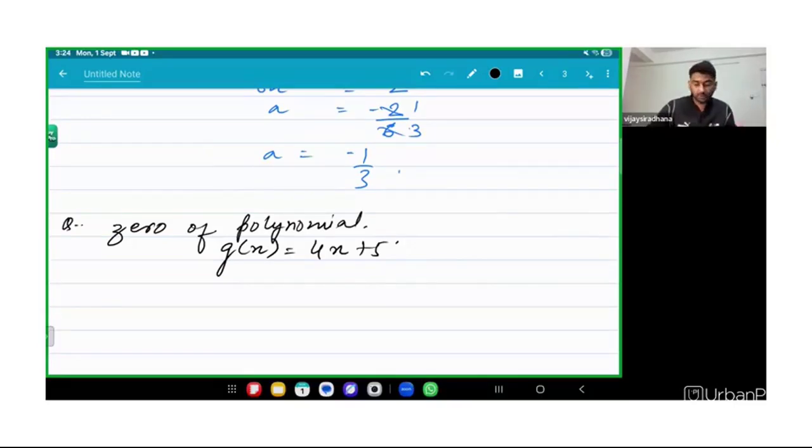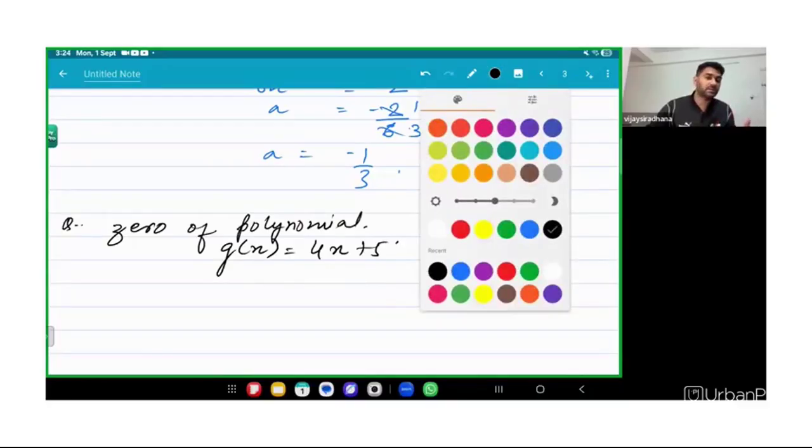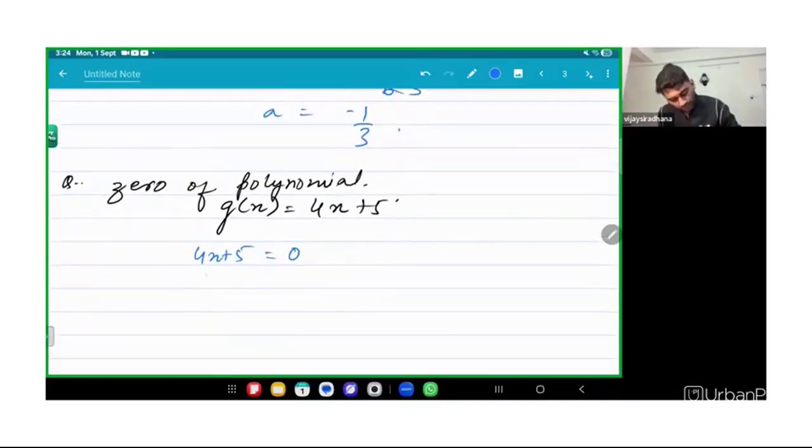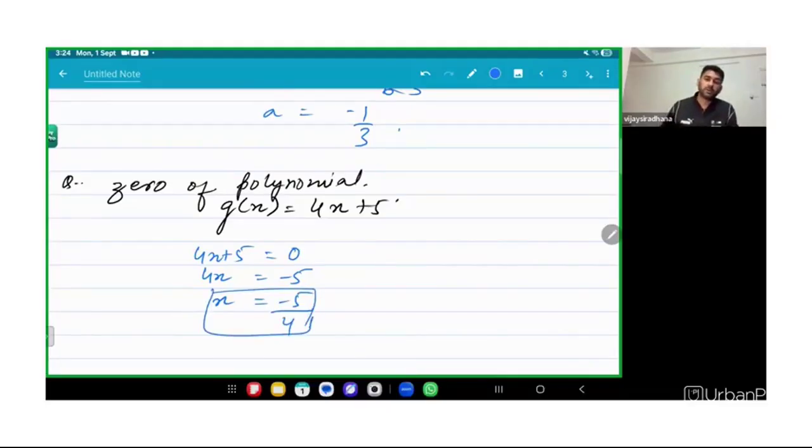So nothing we need to do. We just need to equate this thing with 0. So 4x plus 5 is equal to 0. So 4x is equal to minus 5. So x is equal to minus 5 by 4. So this is the zero of this polynomial, or the root of the polynomial.